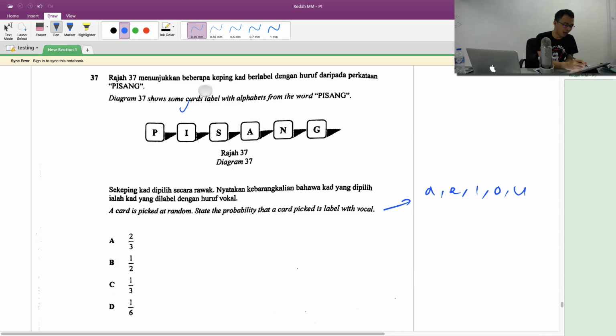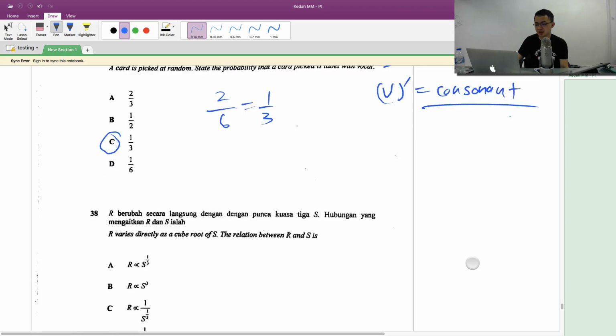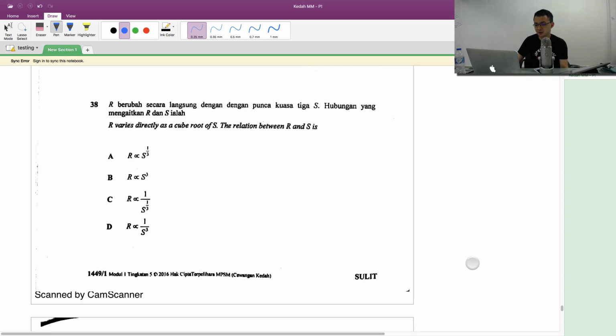So you have 1 and 2. In total you have 6 letters, right? So it's 2 out of 6, so it's 1 over 3. Alright, so it's C. If this is a vowel, then the others we call consonants. Alright, this is just English. Consonant means not A, E, I, O, U. Alright, so let's move on.